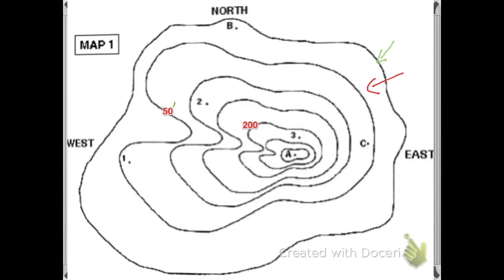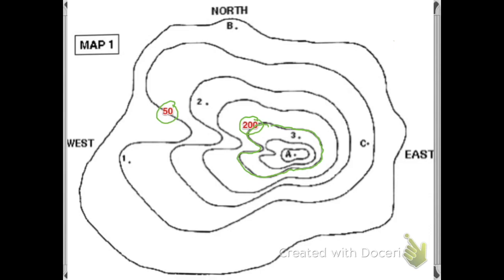So here, right on that line, it is 50 feet. Right here, where it says 200, on that line, that whole contour line is at 200 feet. And remember, when we say that, that means above sea level. So if it's at sea level, it's 0. If it has an elevation, it is that number above sea level.